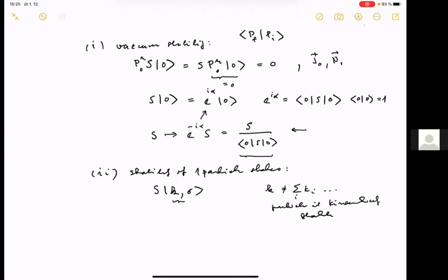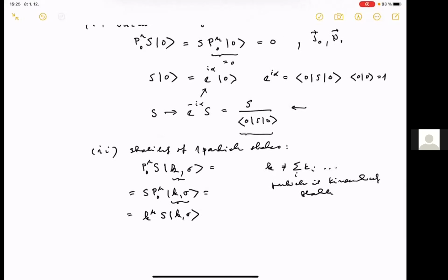But then, acting again on this state with the free four-momentum operator and using the commutation relation, we can again rearrange it. And since this one-particle state is an eigenstate of four-momentum, this just gives the corresponding four-momentum times S times K sigma. And again, since these one-particle states are kinematically stable, and we have seen that this S times K sigma is again something which is an eigenvector of four-momentum with the same eigenvalue as the original one-particle state, it cannot be anything else but again the one-particle state with the same four-momentum.